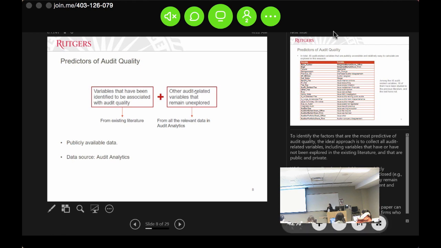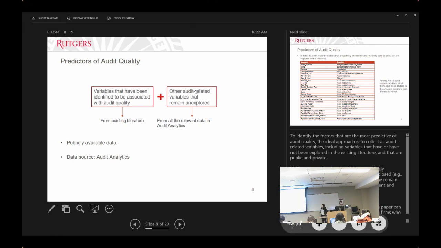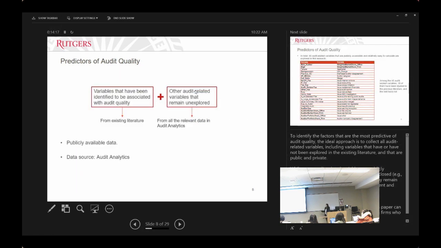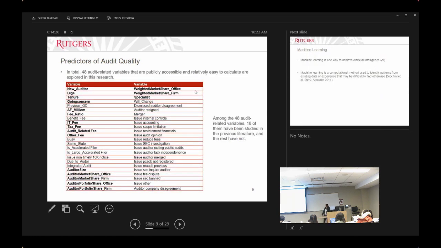And then, about the independent variables. The independent variables contain two parts. The first part contains all the variables that have been studied before and identified to be associated with audit quality. For example, the ones in bold in this list: whether the auditor is new, auditor change, whether it's a Big Four, the tenure, whether there's a going concern opinion. So we went through the literature and found the variables that are associated with audit quality. And then we get another part just from Audit Analytics. These are the variables that are available but have not been explored in the literature. So we include these two parts.